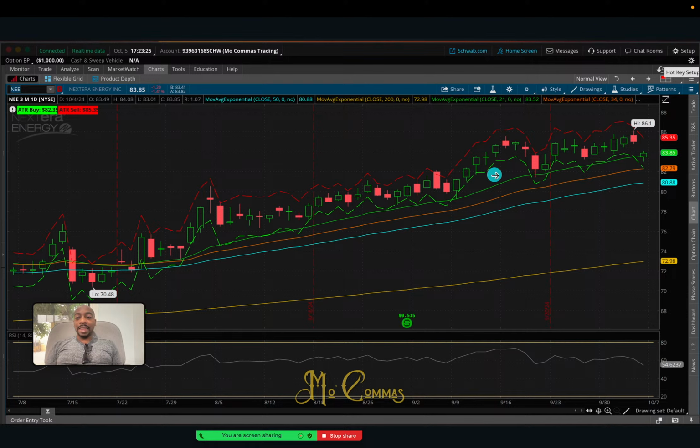And NEE, NextEra Energy, same thing, looks very similar to XLU. It's one of the biggest components inside of XLU. So actually looking, I probably should have bought on Friday. This is one I'll be looking at next week, right? Because it gapped down, this looks like a significant pullback. I probably should have purchased something on Friday.